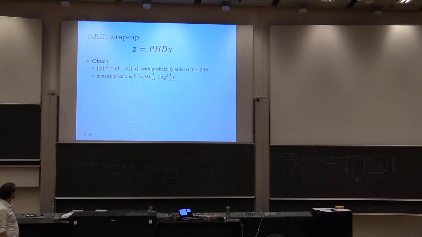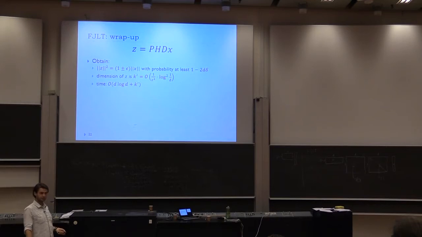And the dimension of z, again, is this k prime, which is somewhat larger than the ideal dimension that we should achieve. The total time is something like d log d plus k prime. The first step takes time d to multiply. This requires the Fourier transform, time d log d. And the last step, essentially projection to k prime coordinates, takes time k prime. So it doesn't really achieve the Johnson-Lindenstrauss lemma at the moment because it achieves a higher dimension.